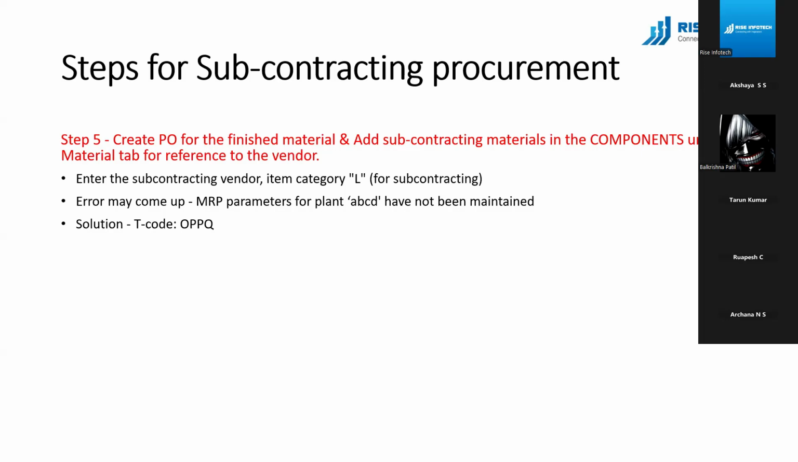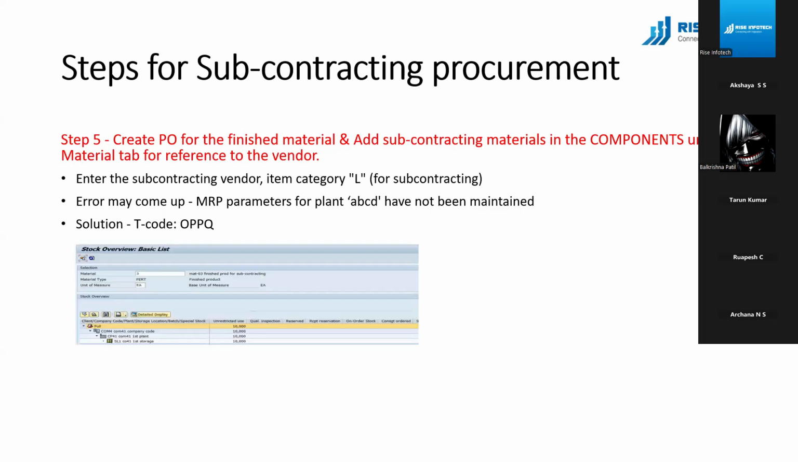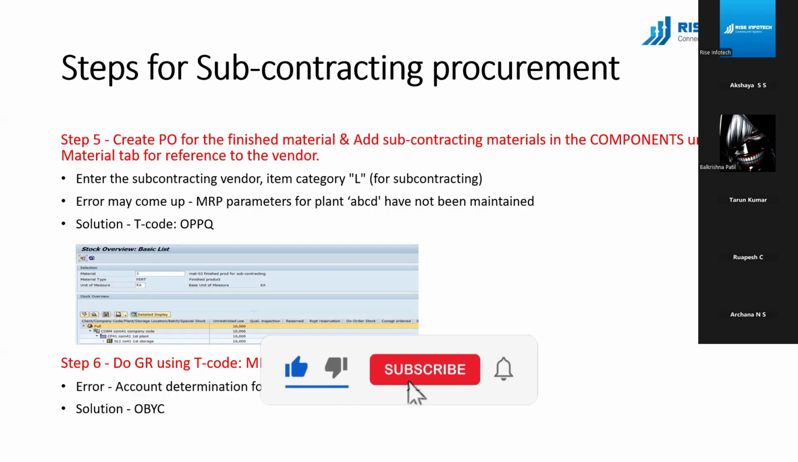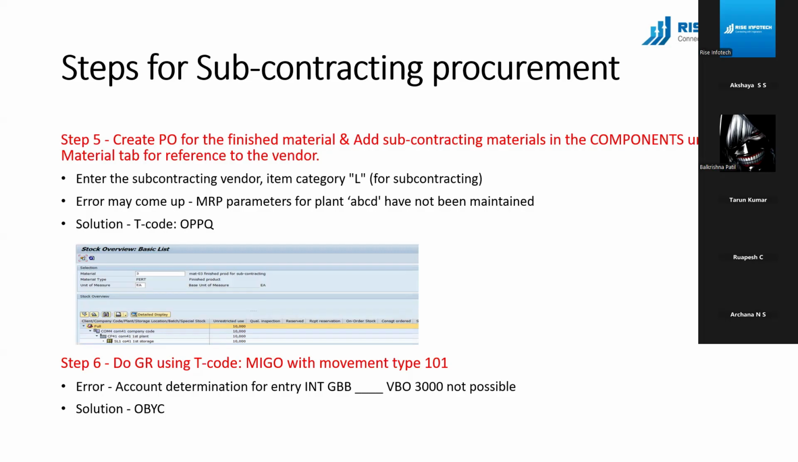In case you are going through the PO process, you may see an error which says MRP parameters for plant have not been maintained. The solution for this is OPPQ, and this is how it will look. After the PO creation, the materials will be moved to unrestricted use, and at the last we have to do the GR through the MIGO T code with movement type 101. And again, you may see an error coming up, for which the solution is OBYC.